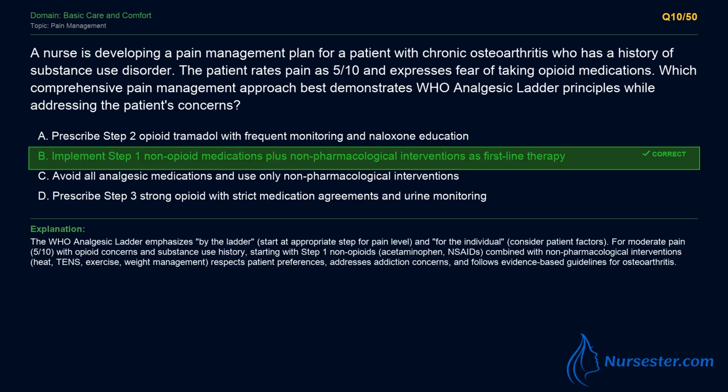The correct answer is B. The WHO analgesic ladder emphasizes by the ladder, start at the appropriate step for pain level and for the individual, and consider patient factors. For moderate pain, 5/10, with opioid concerns and substance use history, start with step 1 non-opioids, acetaminophen, NSAIDs, combined with non-pharmacological interventions: heat, TENS, exercise, weight management. This respects patient preferences, addresses addiction concerns, and follows evidence-based guidelines for osteoarthritis.